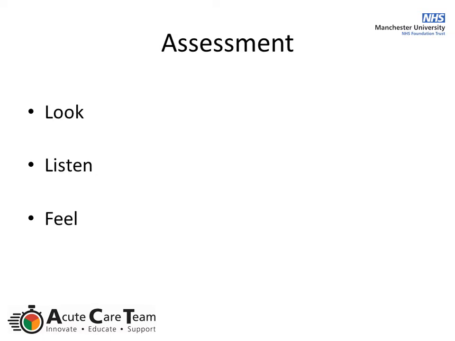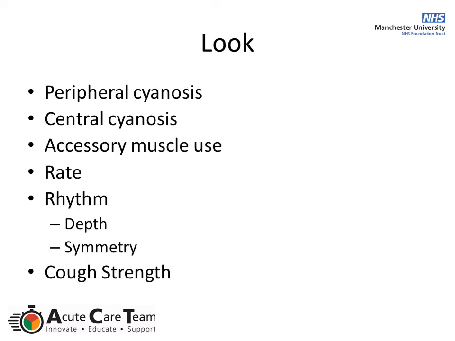So the way we perform an assessment on these patients is to look, listen, and feel. To look, we'd look at peripheral cyanosis. Are they shutting down peripherally to perfuse the vital organs? Do they have central cyanosis? Now, this can be quite a late sign of cardiovascular compromise as the body is struggling to perfuse. Are they using accessory muscles? Is the patient working quite hard to breathe or having to compensate?